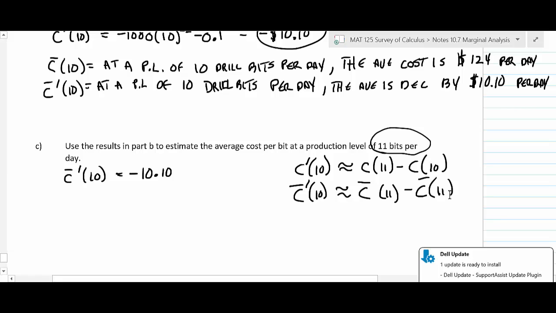Okay. So what you would find. Wouldn't it be a 10? 10. Thank you. Yeah. Okay. Sorry about that. So that's 10 right there. All right. So let's do this. This would be an approximation, but let's work out C bar of 11 minus C bar of 10 and see if it's fairly close to that negative 10.10.